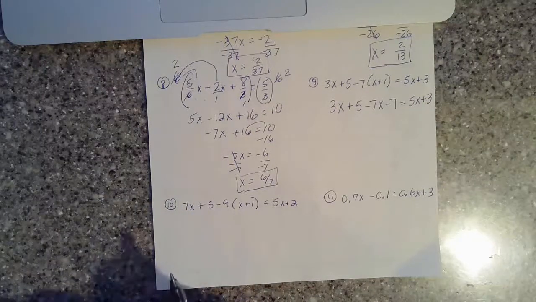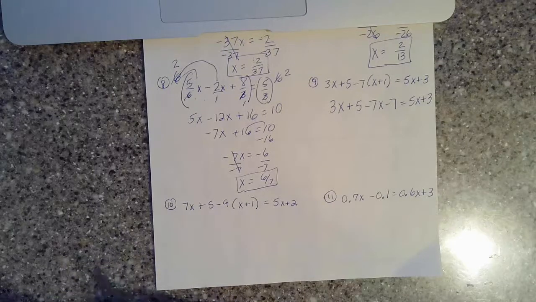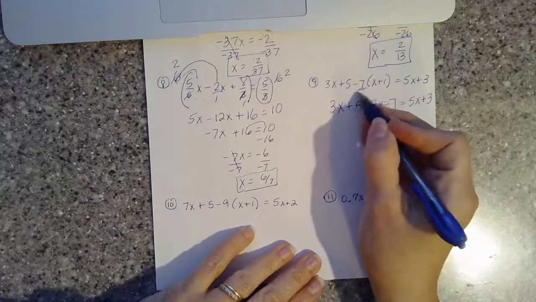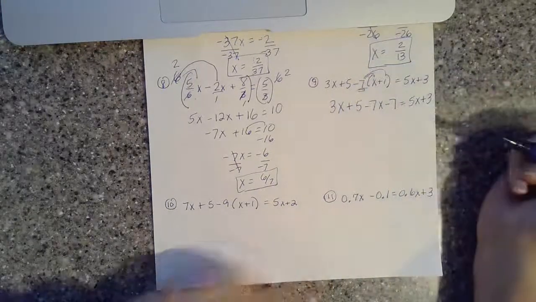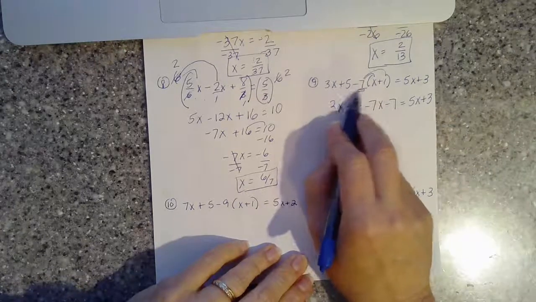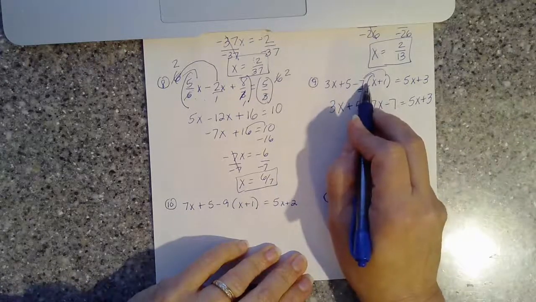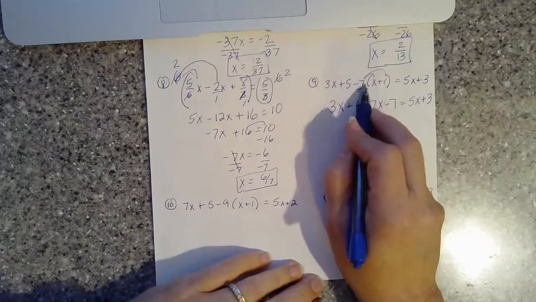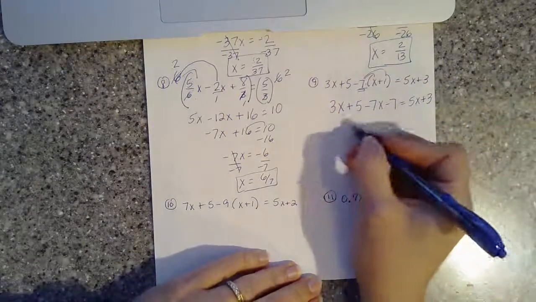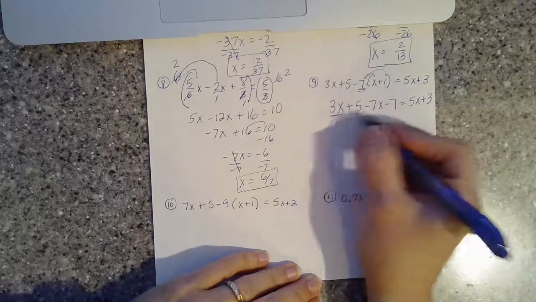Okay, number 9. We're distributing this negative 7. So it's whatever's right directly in front of the parenthesis. Note you can't go 5 minus 7 because you're not allowed to add or subtract before you multiply, because of order of operations. So we do have to distribute on these first if there's any distributing to do. Then we got a 3x and a minus 7x, which is negative 4x. A 5 and a minus 7 is negative 2.